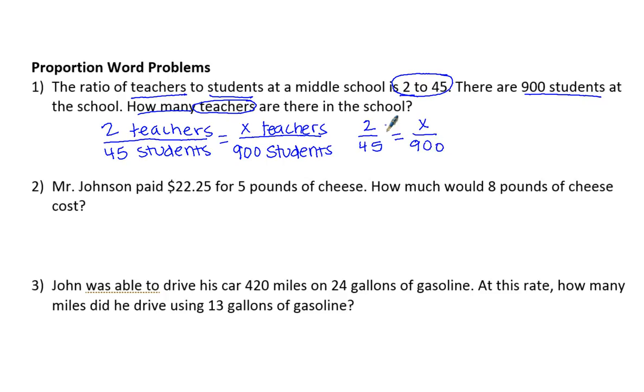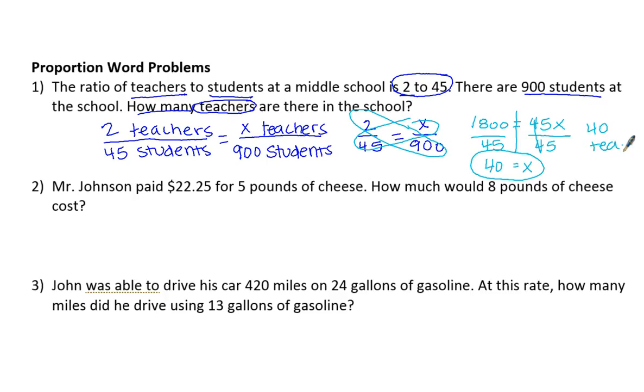And we just need to solve this, so we're going to use our cross multiplication method again. So you take these cross products, 2 times 900, it's going to get us 1800. And then our other side is 45 times x, which is just written as 45x. X is being multiplied by 45, so we're going to divide by 45 on both sides of our equation here. And when we do that, we are going to get 40 equals x. And in this case, we're talking about 40 teachers, so you should put a label on that final answer. 40 teachers is what we mean.